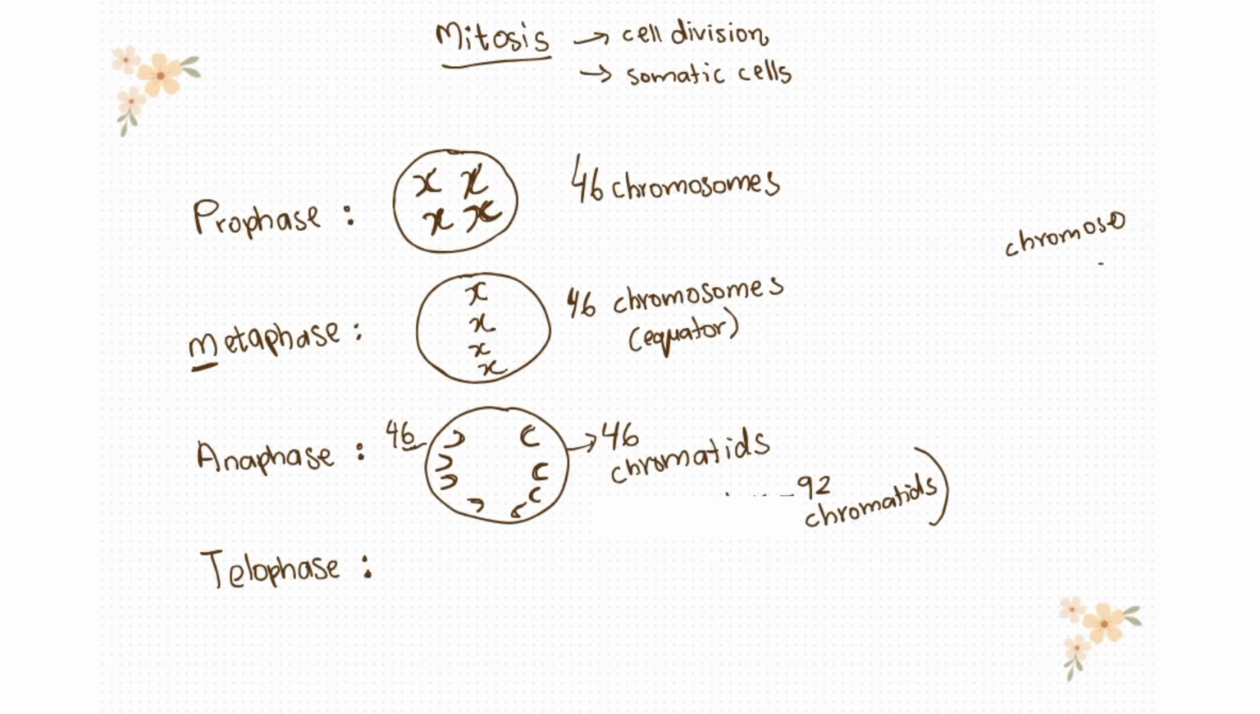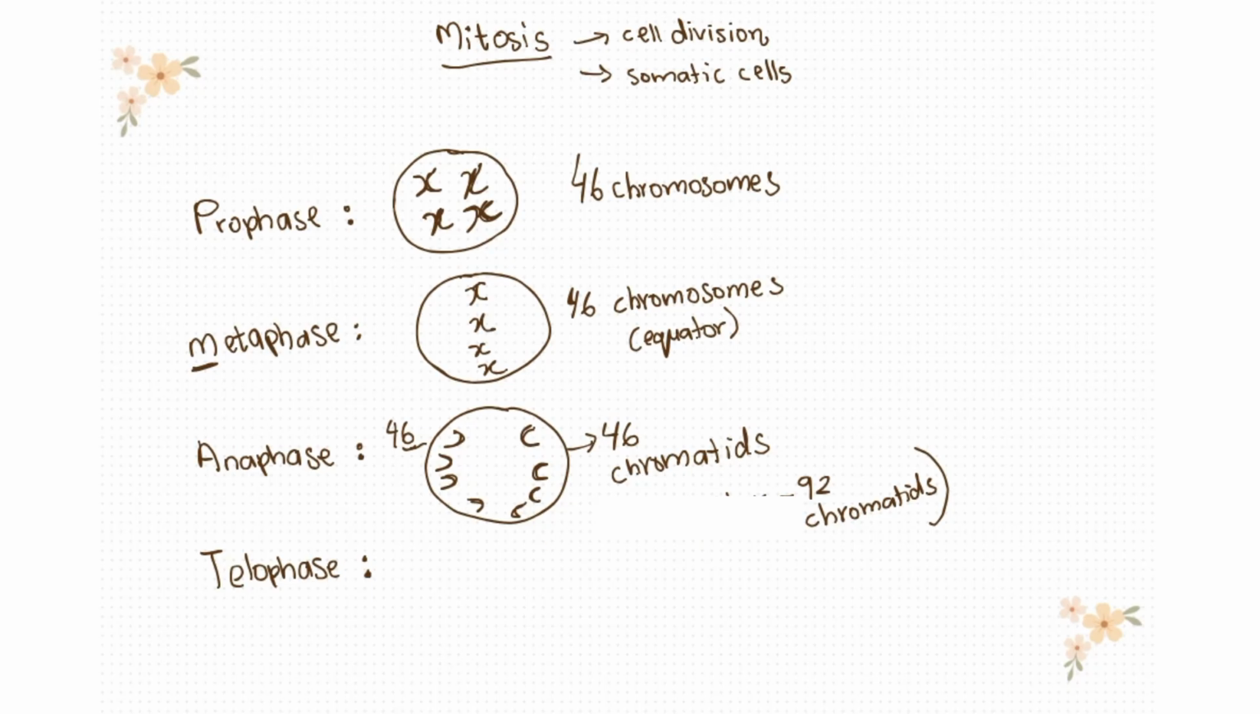Now let me erase that and let's go back to telophase. So remember, in anaphase, the sister chromatids are no longer attached to each other. So each chromatid is now like an individual chromosome. Then we have the telophase, which is again one of those interesting phases.